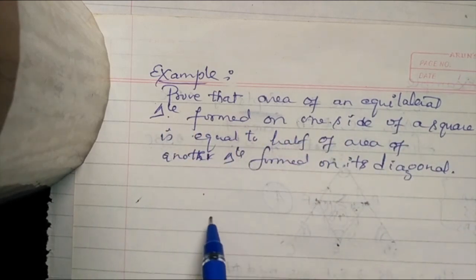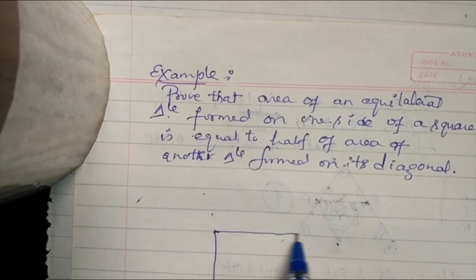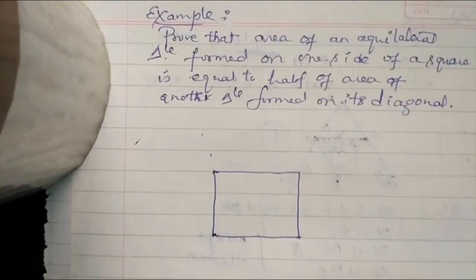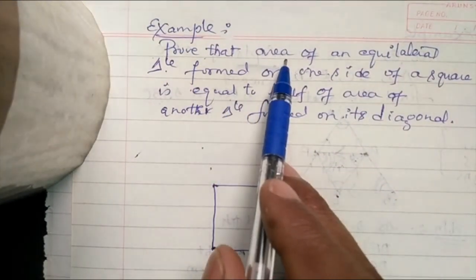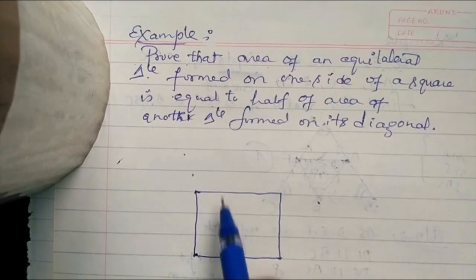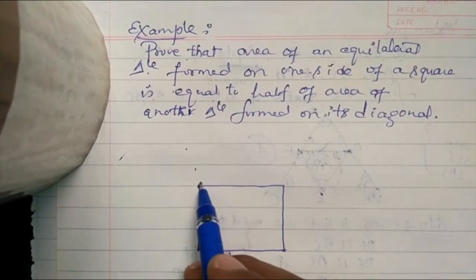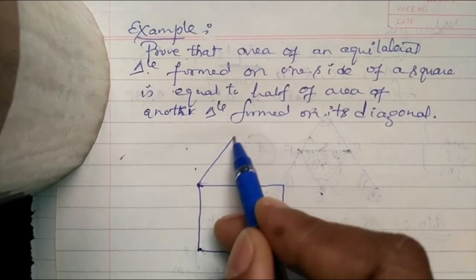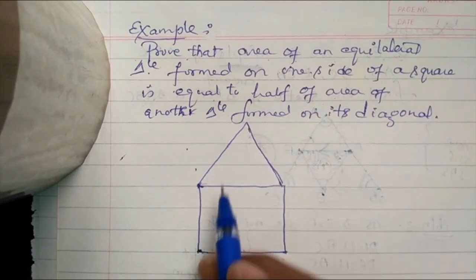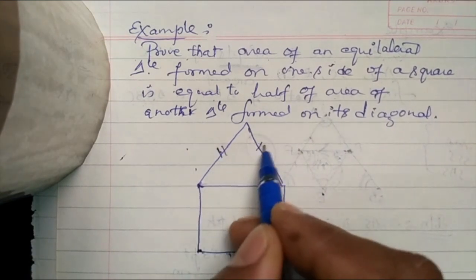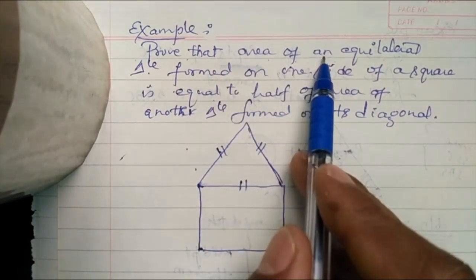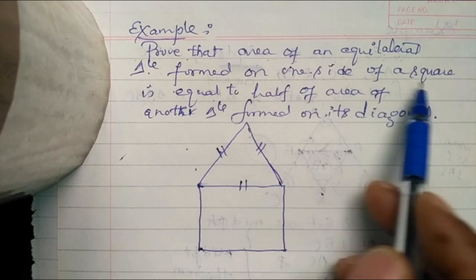So let us draw the square first. We take a square. We'll take any one side, this side. On that side, they told us to form an equilateral triangle. So they told this is an equilateral triangle. Look at it. The area of an equilateral triangle formed on one side of the square.